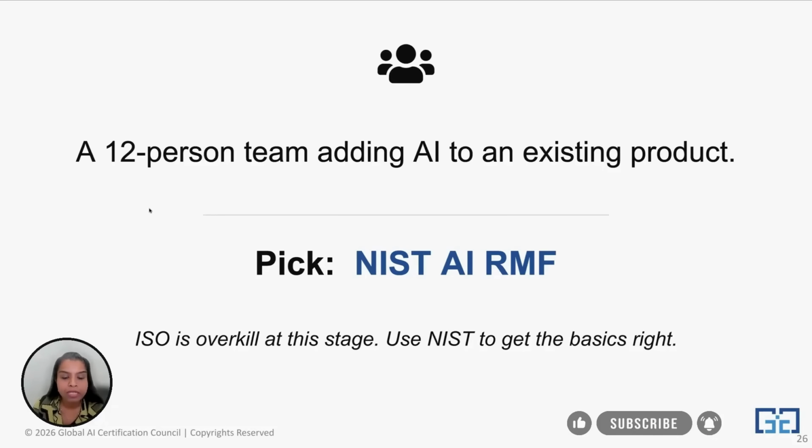Number 5, a 12-person team adding AI to an existing product. Then NIST is probably a good place to start, because you may not have the revenue or commitment, or you're not selling to different countries where laws and regulations require it. We can actually start off with NIST, and if required in the future, we can move on to ISO 42001.